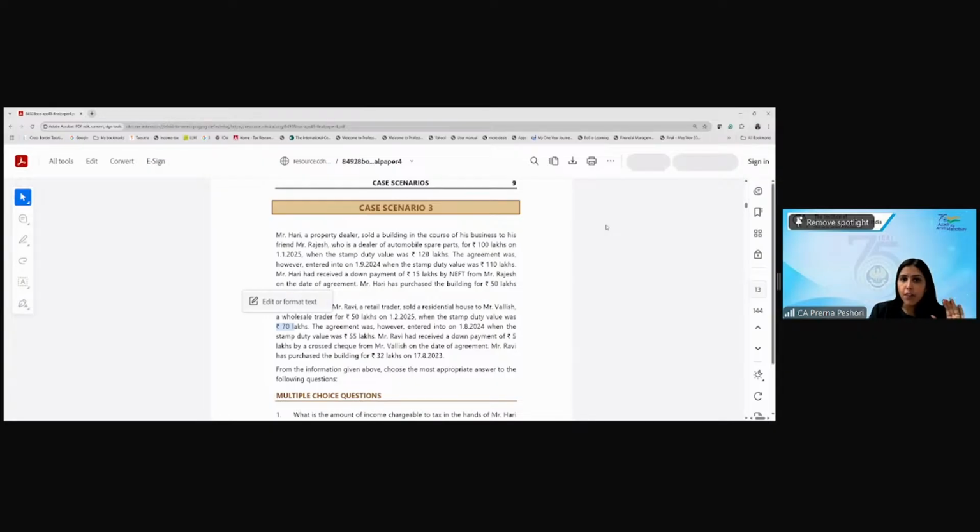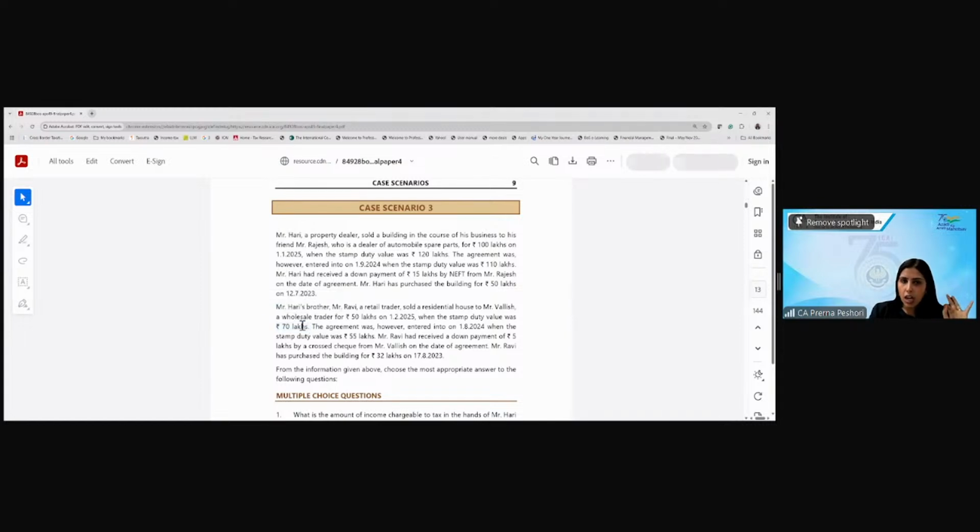Now he has received 5 lakh on the date of agreement. So even if you have received the amount on the date of agreement, that is fine. But the amount has been received by way of cash. So if you receive the amount by way of cash, then we will not consider the SDV as on the date of agreement. You should have received the amount by an account payee cheque or by the electronic mode. So here we will therefore consider the SDV as on the date of registration, which is 70 lakh, right?